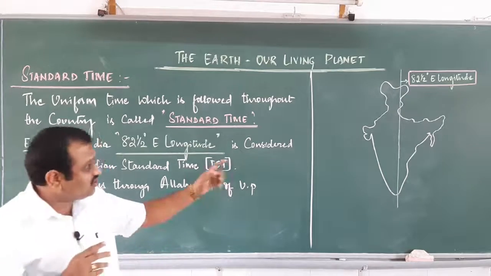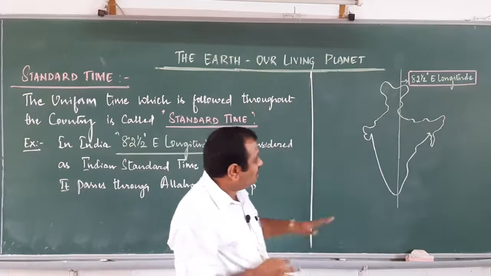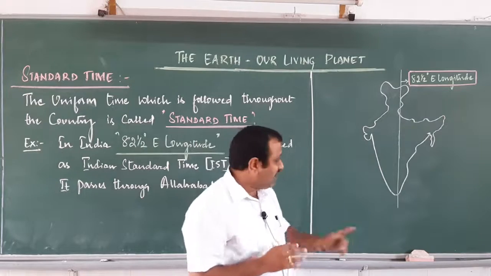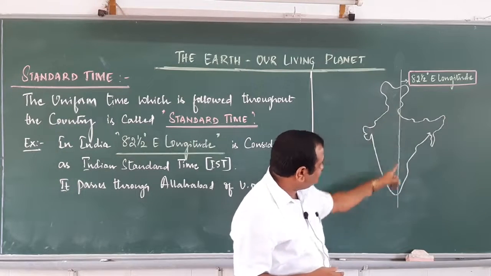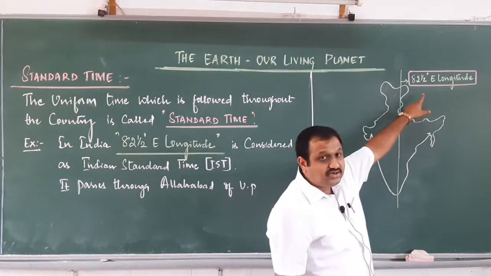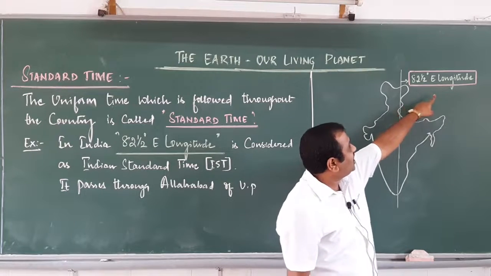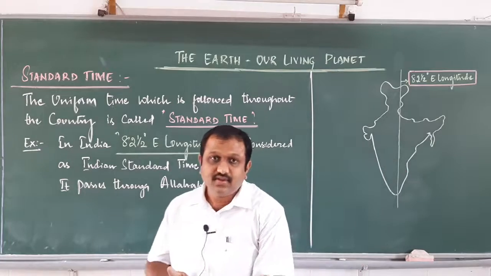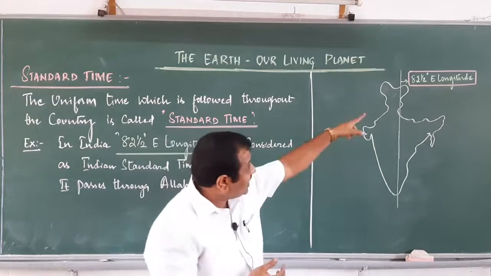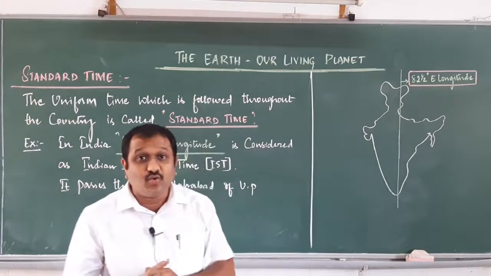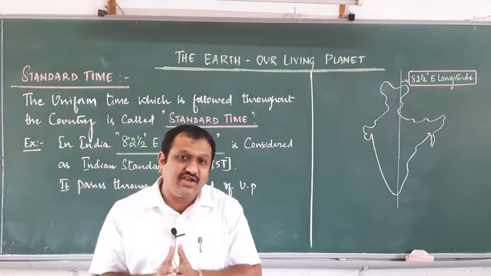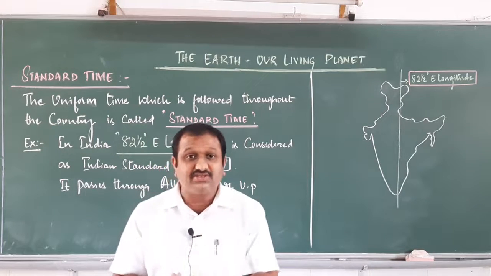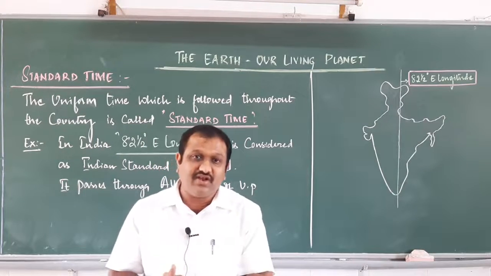Here I have drawn the outline map of India. In this outline map of India, I have drawn one central line which is termed as 82.5 degree east longitude. What is this 82.5 degree east longitude? It is the standard time of India.